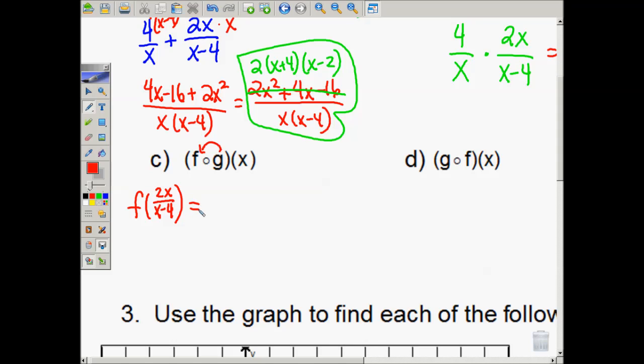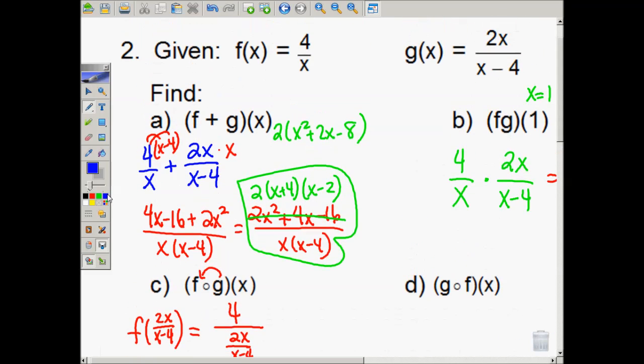Alright, so I'm going to put 4 over 2x over x minus 4. Where did you get 4 from? What is the function of f of x? Isn't it 4 over x? Yeah, but you put 4 over.